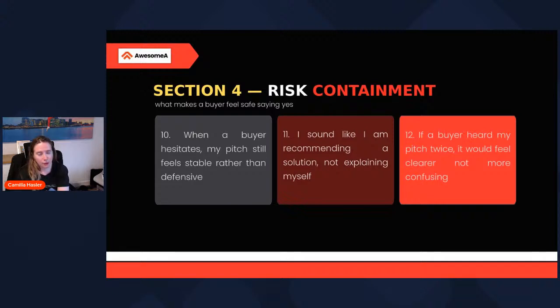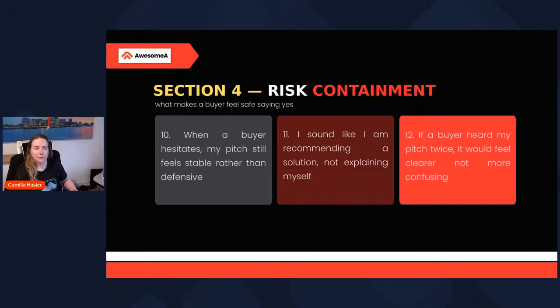Okay, so we have a few more questions to go. And then you're going to have this really powerful score that you can add up. So we're now in section 4, and this is what I like to call risk containment. So does a buyer feel safe saying yes to you? Number 10, when a buyer hesitates, my pitch still feels stable rather than defensive. Is that something your buyer feels or not?